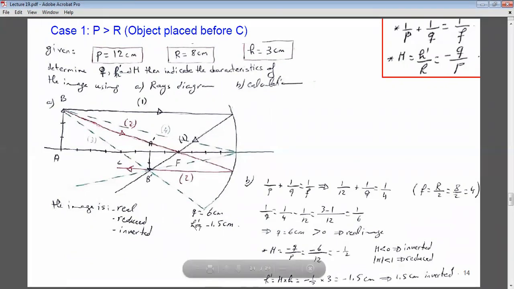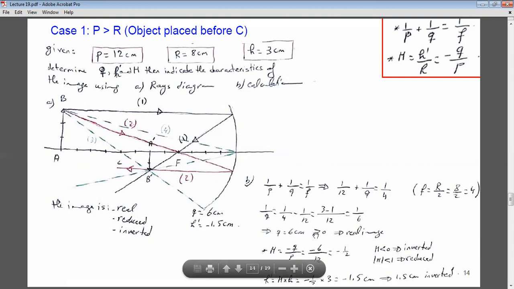This is what I draw. First, you draw the mirror. Then you draw the optical axis. Then you choose point C, where it is at R, so it is at 8. Then P is at 12, so I draw P. Then its height is 3. I use my ruler and I draw R. And I know where F is because it is in the middle between O and C, so this is F. Now we need to find Q, that is where the image is, H prime, that is the height of the image, and M, that is the magnification factor, using ray diagrams and calculation.